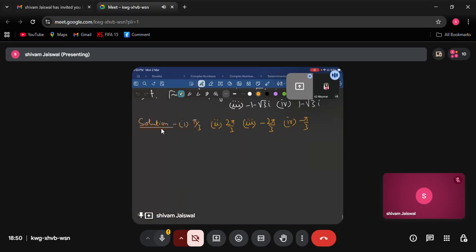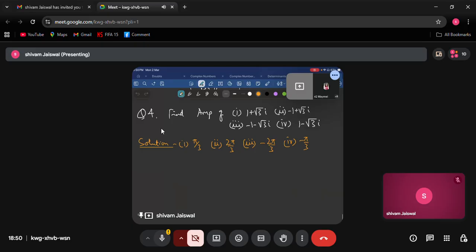The last day we have done up to this much. Right, amplitude of -1 plus root 3 iota. Okay. So last day I have taught you how to define a complex number uniquely. And amplitude and modulus of a complex number also I have discussed, I guess. Okay. So let us continue.